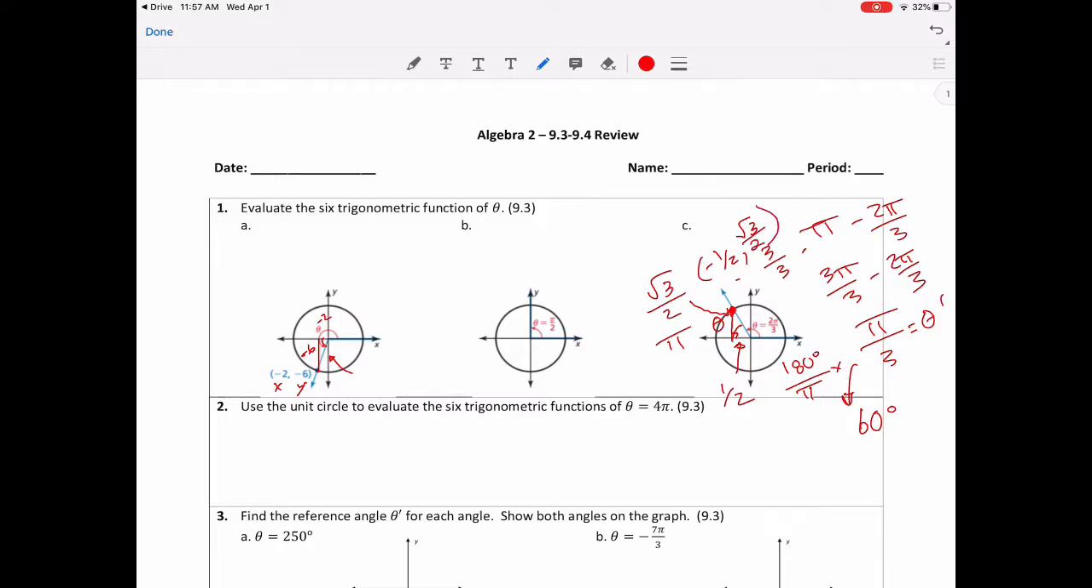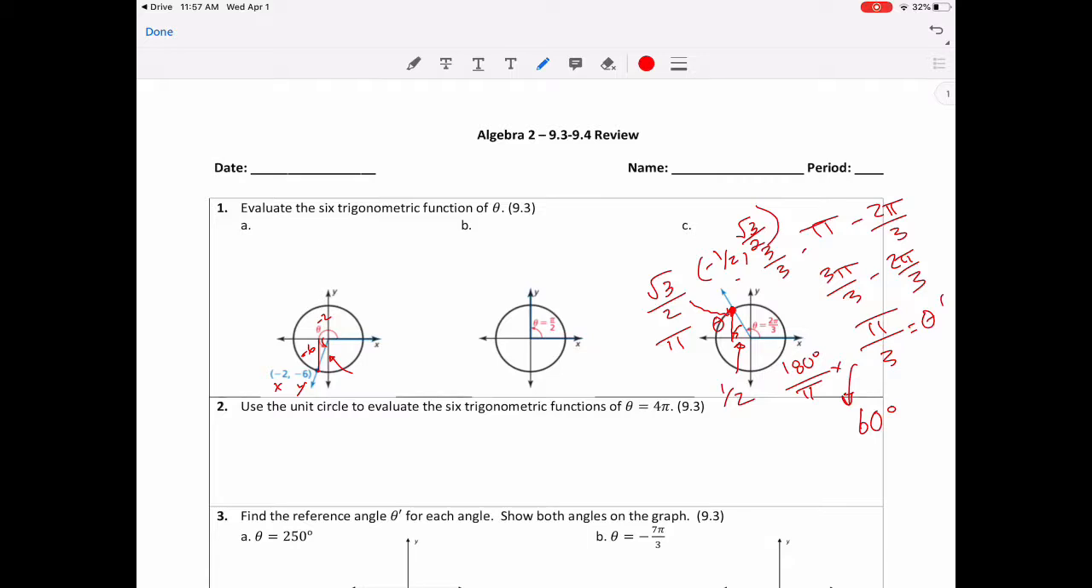Okay, so what did I do? Well, first I found my reference angle, which is again your shortest acute angle to the x-axis. And you do that by either doing 180 minus your angle or 360 minus your angle, or if we're dealing with radians, pi minus your angle or 2 pi, depending on which quadrant you're in.